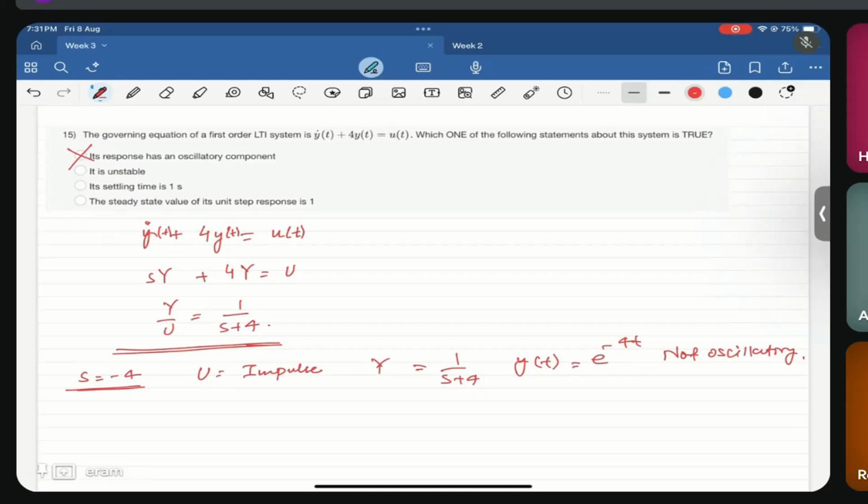And what about the second option? It is saying it is unstable. Just now we have seen its pole is in the LHP, so it is BIBO stable, so it is not unstable. So the third option is its settling time is 1 second. So what is the settling time then? How can we calculate it?